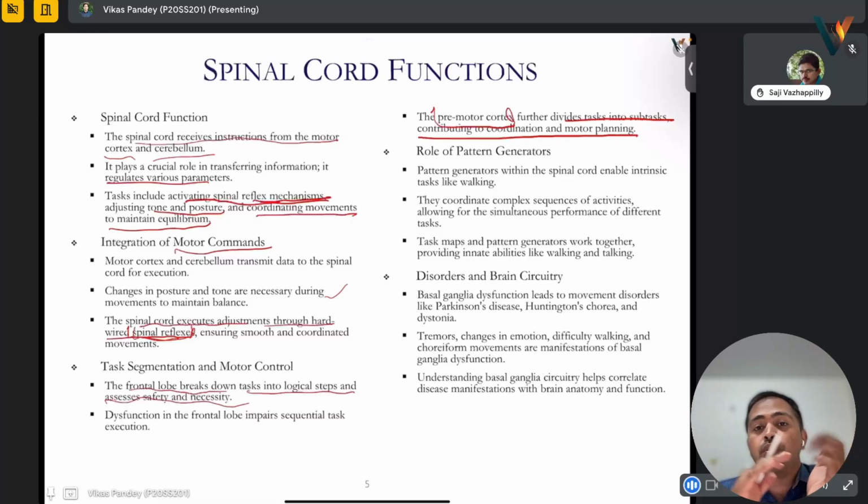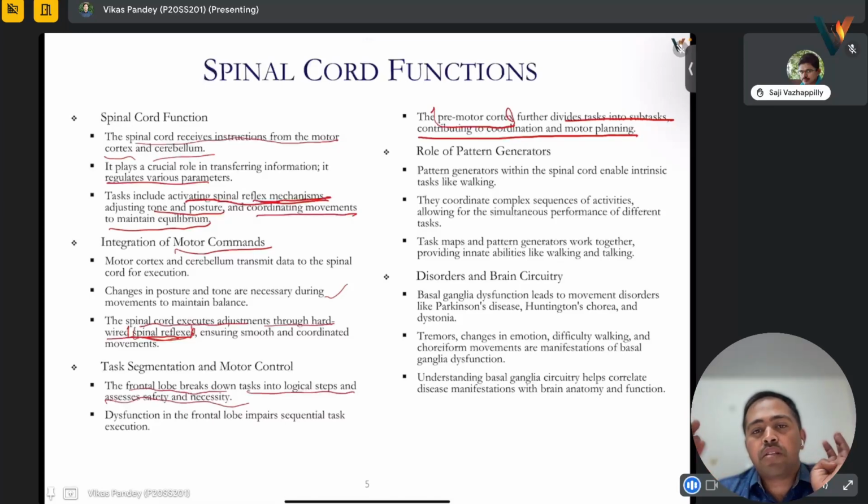So this role of pattern generators is also in the spinal cord. Pattern generators within the spinal cord enable small and intricate tasks like walking.